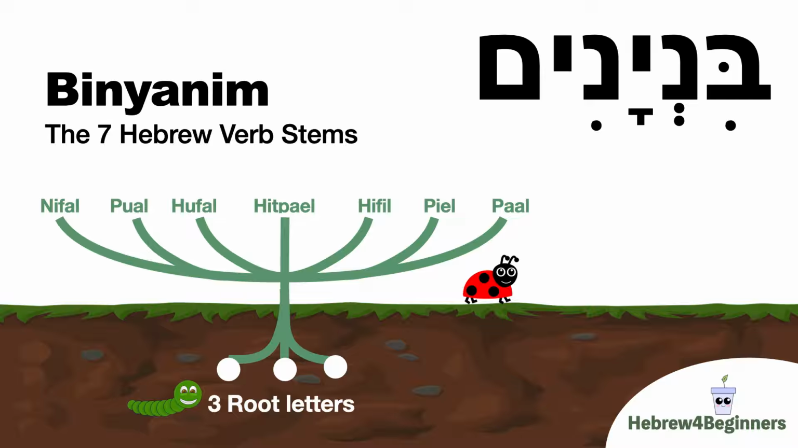Binyanim is a Hebrew word that means buildings. That's how Hebrew speakers refer to the 7 verb stems that serve as structural pillars of verb construction.